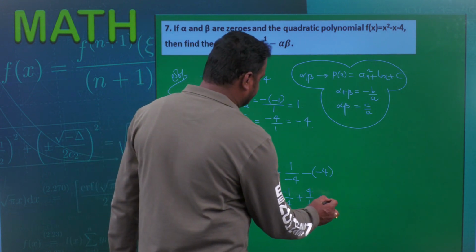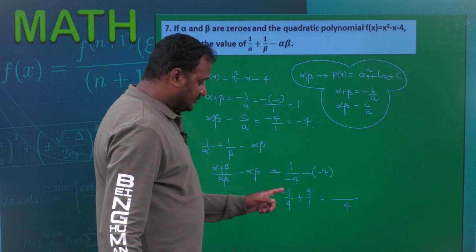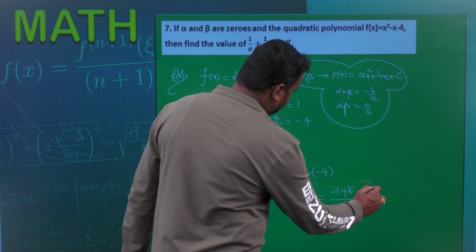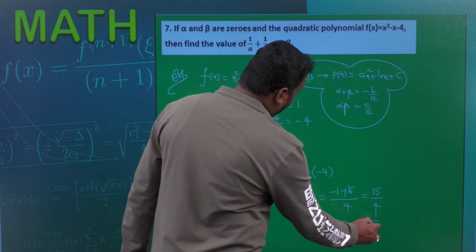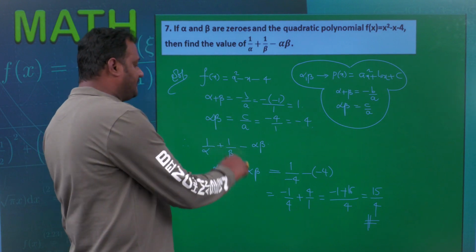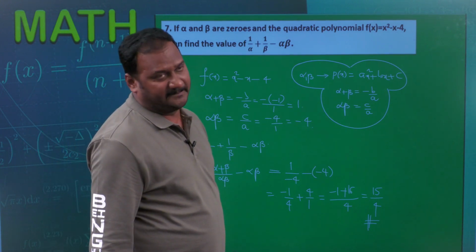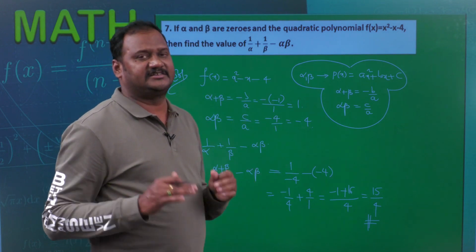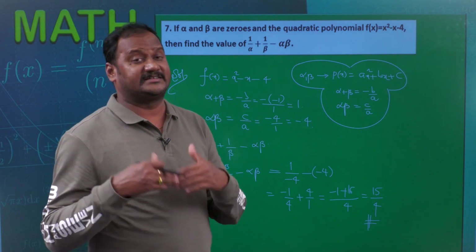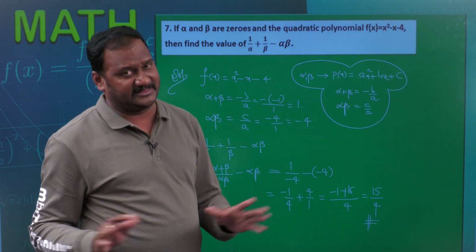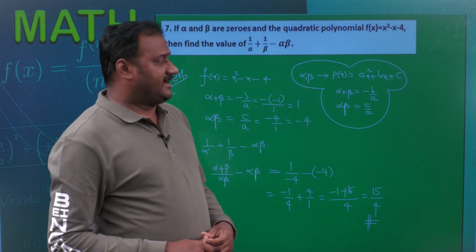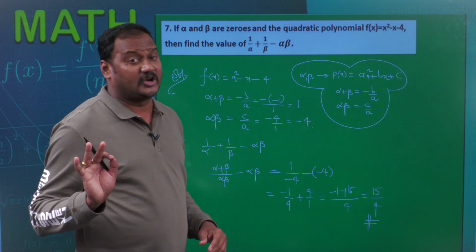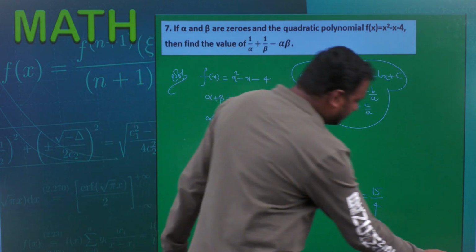Of course, pretty much easier. LCM is equal to 4, so it is minus 1 plus 4 fours are 16. So 16 minus 1 is equal to 15 divided by 4 is the value of 1 by alpha plus 1 by beta minus alpha into beta. See, in order to find the values of these kind of things, it is not required to find out the values of alpha and beta separately by any of your algebraic methods. Keep this in mind and try to explore the situation. Then you get the answer easily within no time. Okay, so moving on to the next problem.